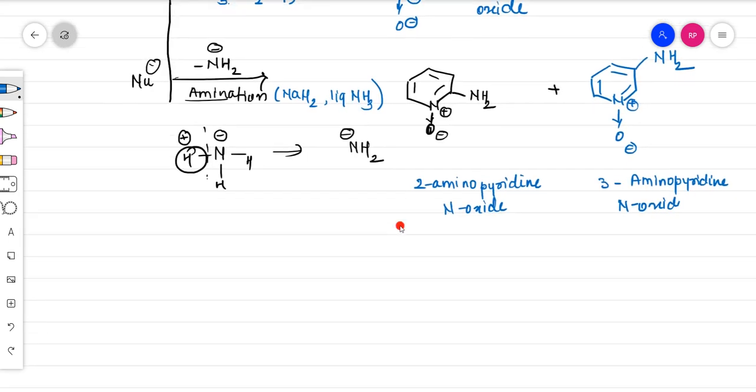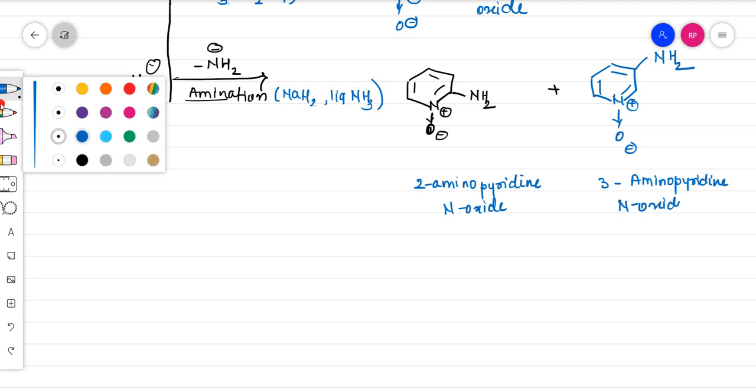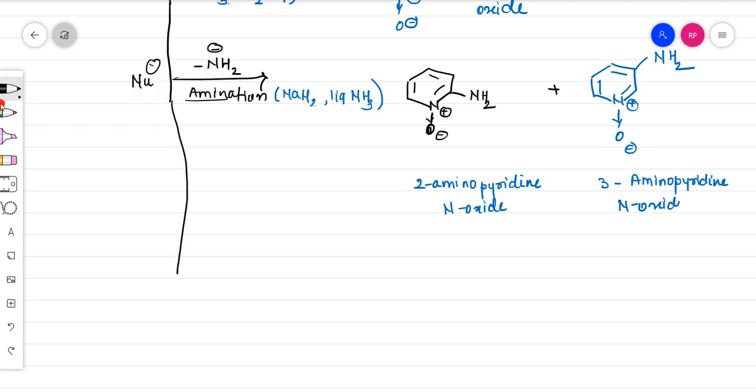So for the fourth one, I will rub this off. Write down the last reaction for pyridine N-oxide. Okay, this is with n-butyl lithium. You remember in the last lecture we had studied where we use this n-butyl lithium. When you use this, tell me first whether this will be a nucleophilic or electrophilic substitution reaction.